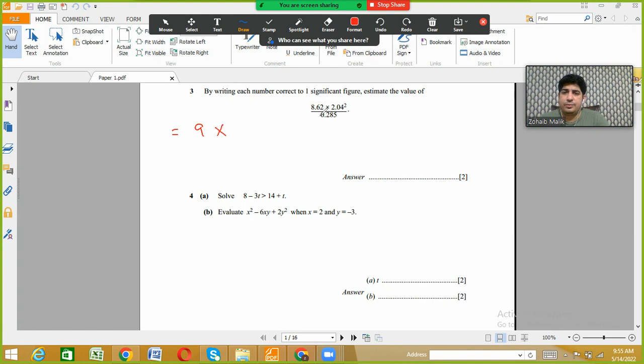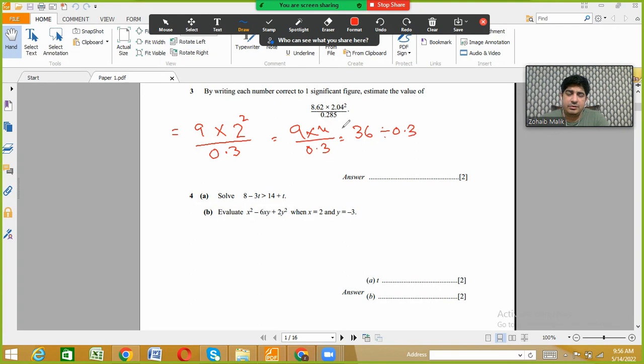In 2.04, 2 is the first significant number, and the square will be there. And 0.285: the first significant number means the first non-zero number, so this would be 0.3. And now let's simplify it, because we have to find the value. 9 into 4 over 0.3. So this is basically 36 divided by 0.3.